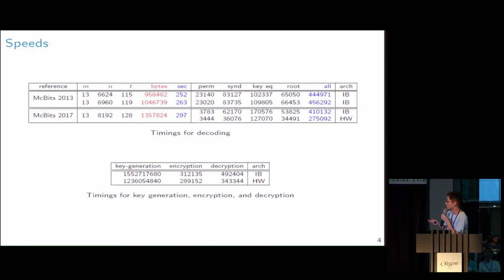So this 2017 paper is doing better in most of the components, but not so well in key equation solving. Maybe we can also take a look at the performance of the whole encryption and decryption. The software is taking like 300,000 cycles to 500,000 cycles for encryption and decryption, depending on which architecture you're on. And key generation is unfortunately pretty slow, but let's hope that we don't have to do this very often.